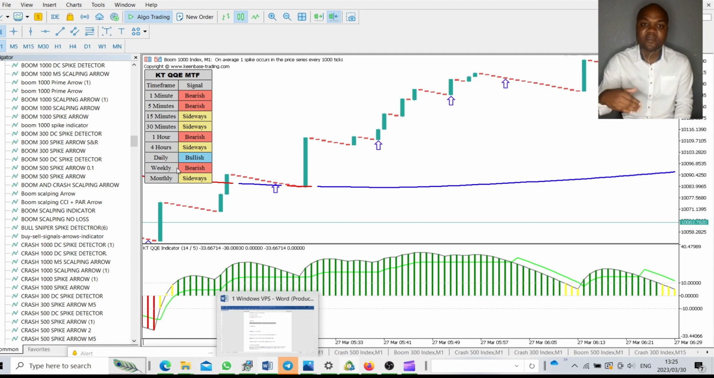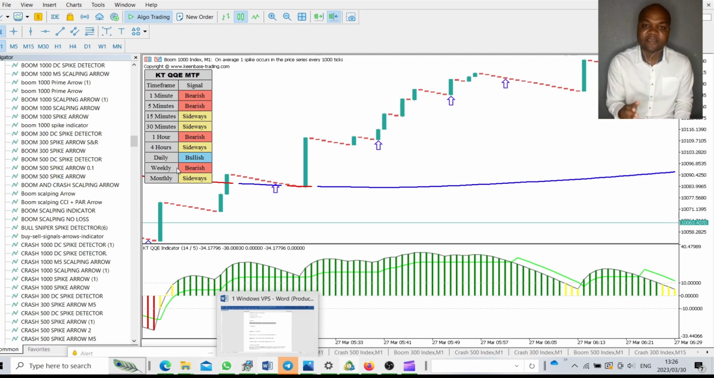With this one, when you go to 1 minute, 5 minutes, and 15 minutes, you will be able to get accurate signals. So we have optimized these spike detectors so that on lower time frames, they give a very accurate signal. And we have further enhanced the signal so that it becomes more accurate with the addition of a trained filter. The QTQQE is our trained filter.